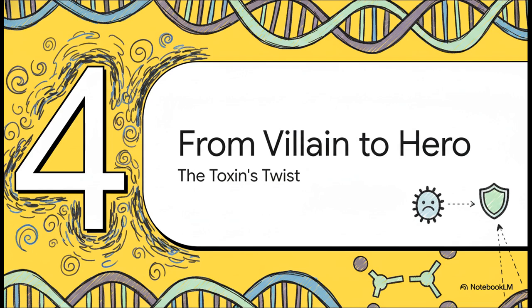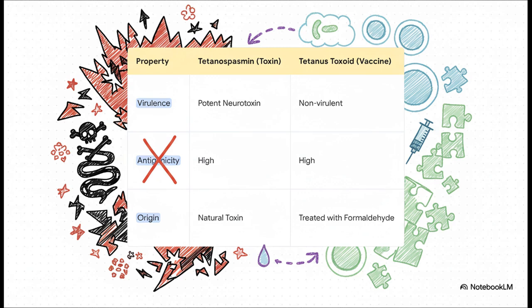But our story doesn't quite end there, because in a brilliant twist, understanding our villain is actually the key to defeating it. The toxin itself has one more role to play in this story. Science pulls off this incredible trick here. On the left, you've got tetanospasmin, virulent, dangerous. But by treating it with formaldehyde, scientists create the tetanus toxoid on the right. Now notice what changes. Its virulence drops to 0. It becomes totally harmless. But, and this is the crucial part, its antigenicity, its ability to be recognized by our immune system, stays high. It still looks like the enemy.